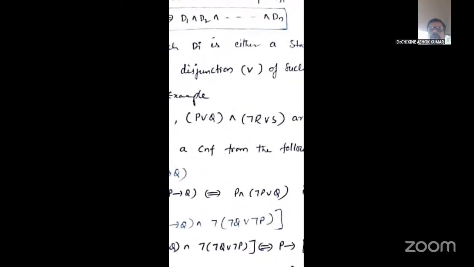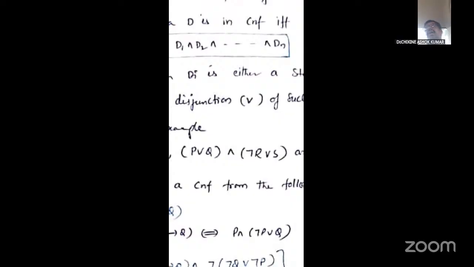Here is the best example: P union Q intersection negation R union S. In this, D1 and D2 are clubbed with intersection, that is, a sum is clubbed with a product. P union Q, assume that is D1. Negation R union S, assume that is D2. These two are clubbed with intersection. So that's why I'm calling this a conjunctive normal form. Is it clear? Let me discuss a few examples.